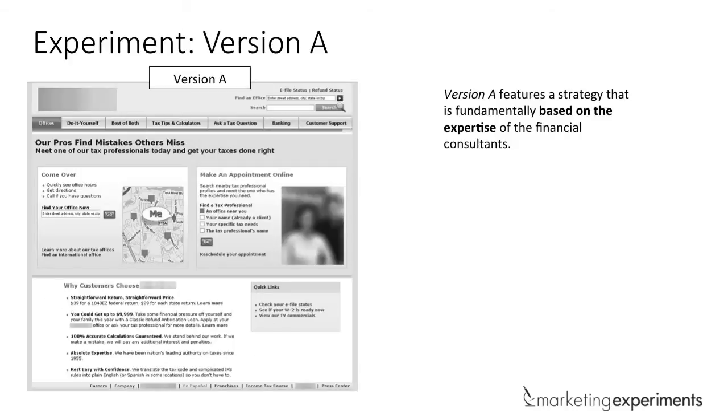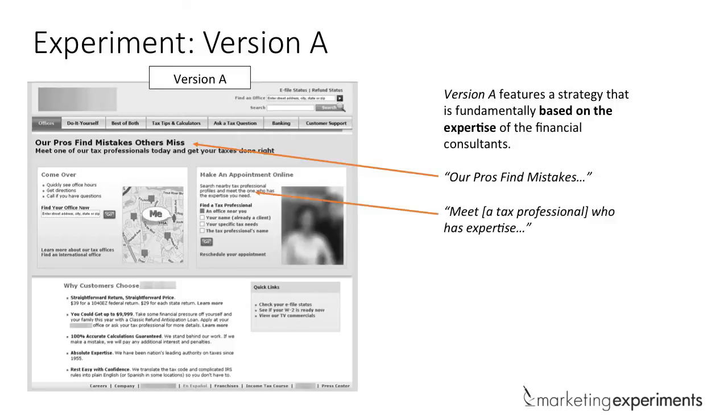And so we created a test, and here was the first treatment, treatment A. I want you to look at this page, okay? Because treatment A and treatment B are going to be radically different, so take a look at this page. Version A features a strategy that is fundamentally based on expertise. What I mean by that is we're looking at what kind of angle we should take with this product. What feature, what benefit, what aspect of this product, this service should we focus on? And this first one, we focused on the expertise of the people who would be serving.